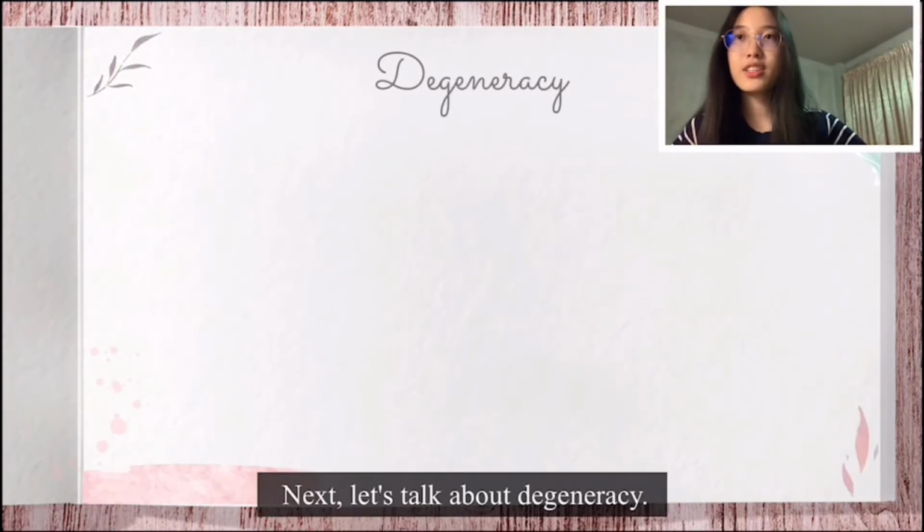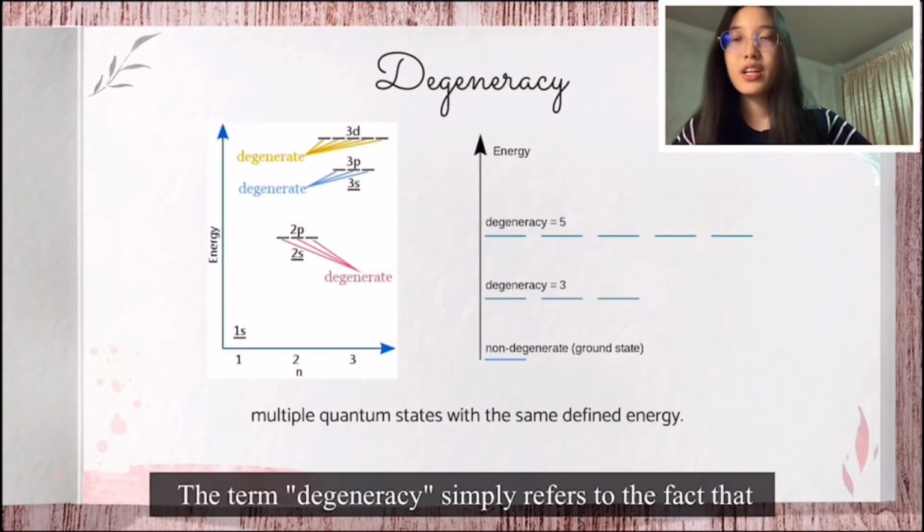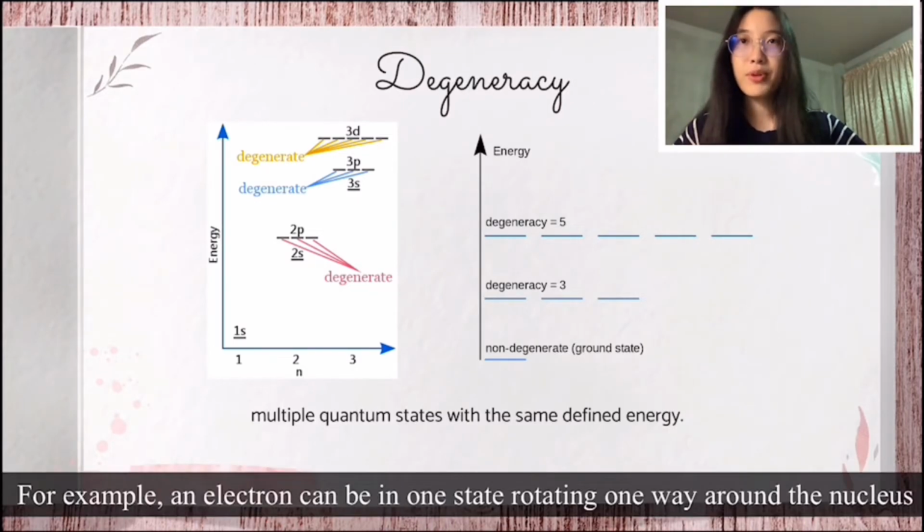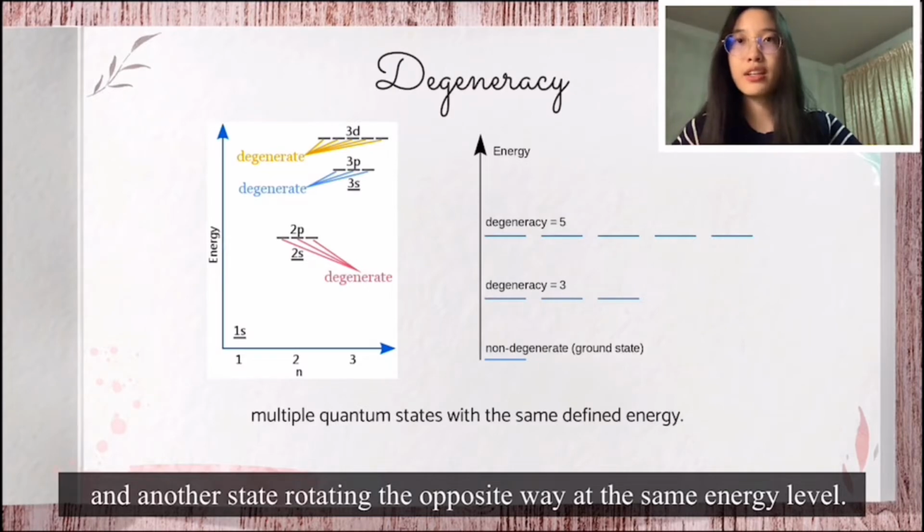Next, let's talk about degeneracy. The term degenerate simply refers to the fact that there are multiple quantum states with the same defined energy. For example, an electron can be in one state rotating one way around the nucleus and another state rotating the opposite way in the same energy level.